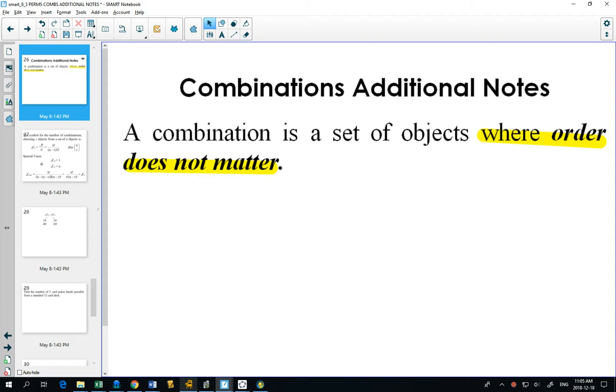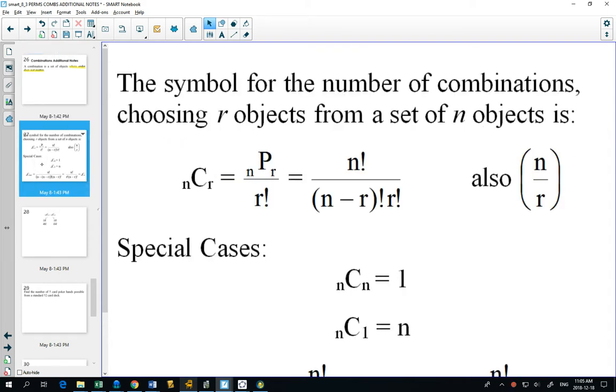The combinations formula, which we've seen already, is just the permutations formula with the order divided out. So you take your permutations formula and divide by r factorial. This line shouldn't be there. The notation is also n over r in brackets.